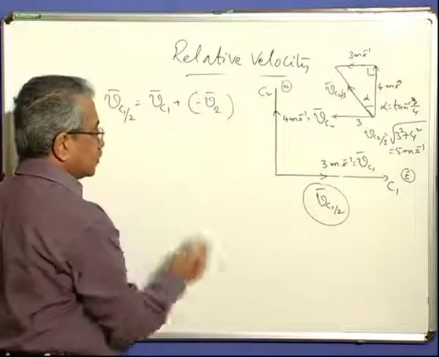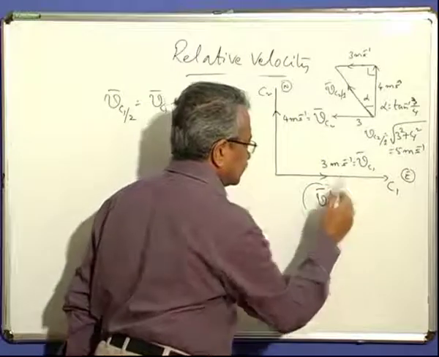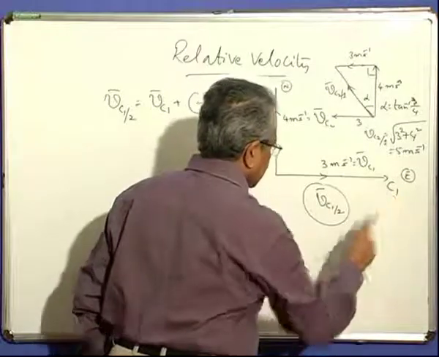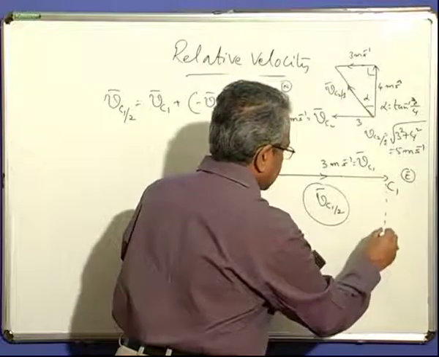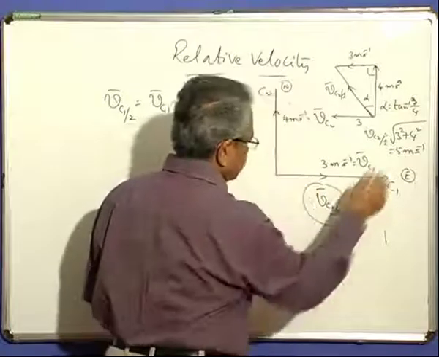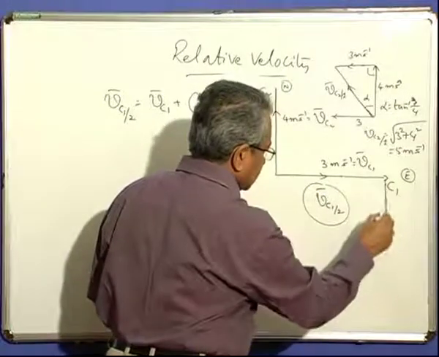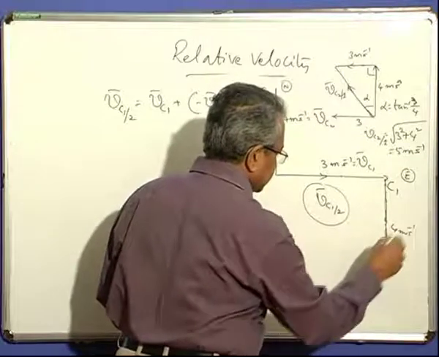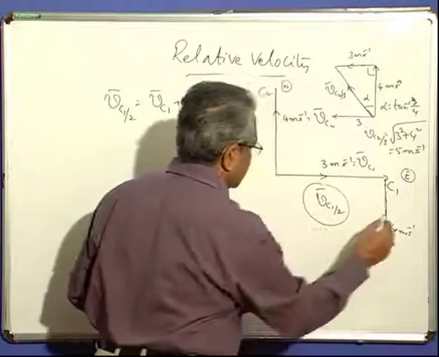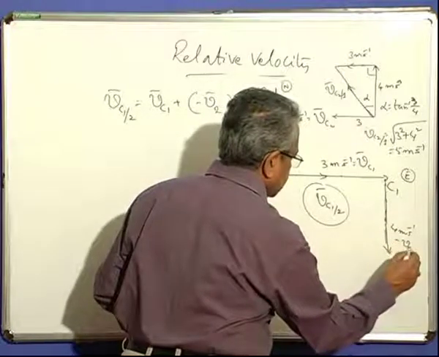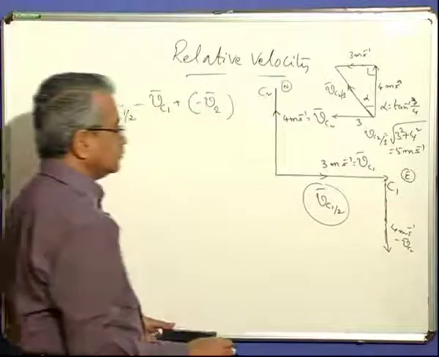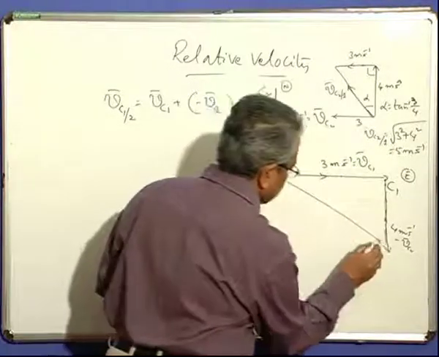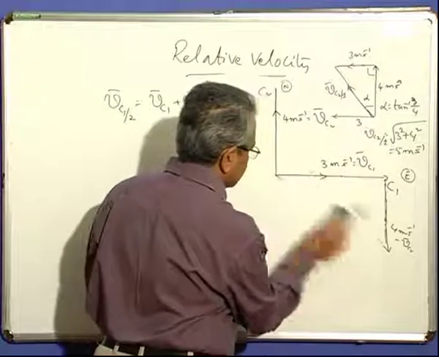This is what the equation is. So now how to put it on the figure here? This is velocity, actual velocity, then reverse velocity. This is going up like that. Put reverse here. 4 meters per second in the reverse direction. This is minus VC2. Then get the sum of these two from triangle law. That presents the sum.